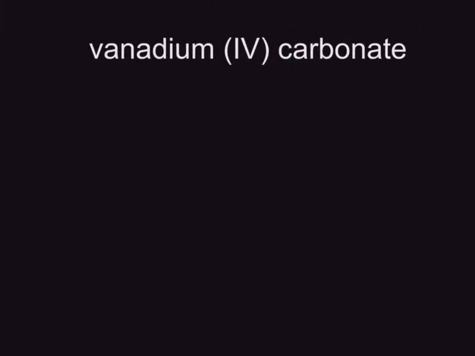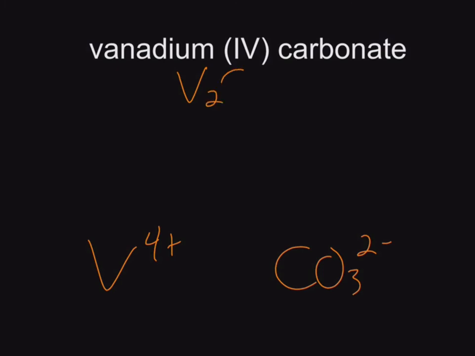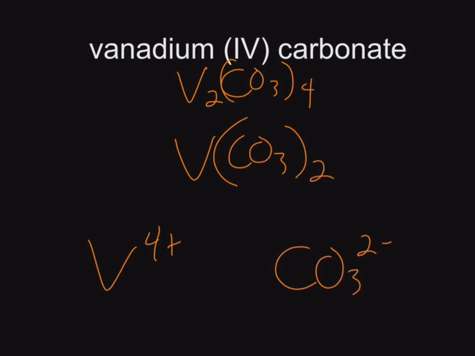Vanadium(IV) carbonate. Carbonate is CO3 with a charge of -2. Vanadium 4 means it's got a charge of +4. So here again I can switch them and I'd get V2(CO3)4, but those are both divisible by 2. So if I just do V and then (CO3)2, that's the same. 1 to 2 is the same as 2 to 4, same ratio. So this is the final formula.